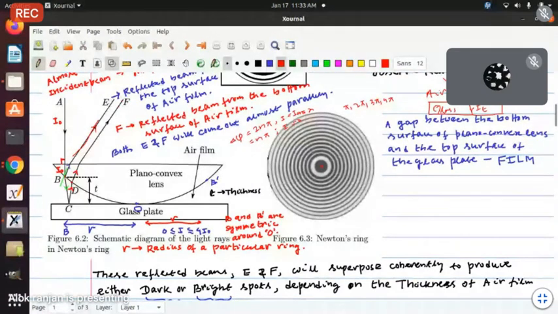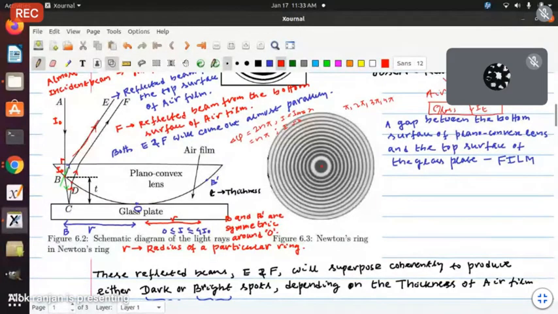Therefore, if it is 2n pi, you can conclude that it would be maximum, therefore a bright spot. If it satisfies n pi, then the intensity will be 0, therefore a dark spot. Do remember I am saying dark spot or bright spot.